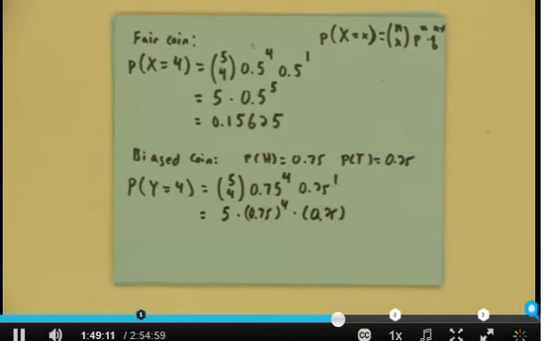Let's see what that comes to. 5 times 0.25 times 0.75 to the 4th power.